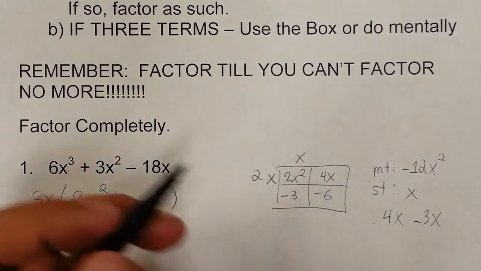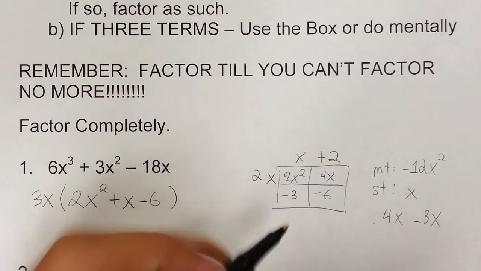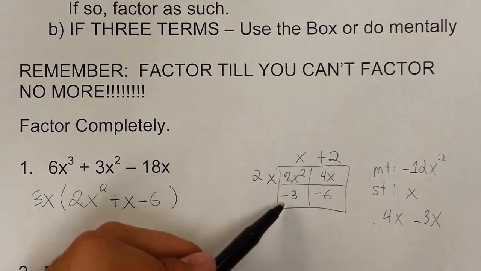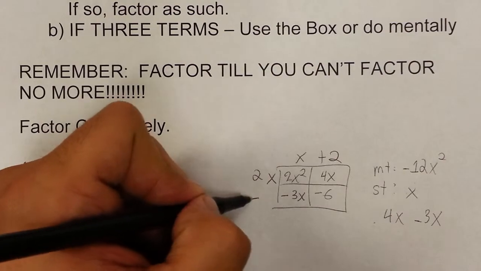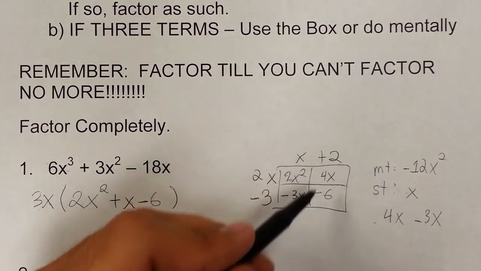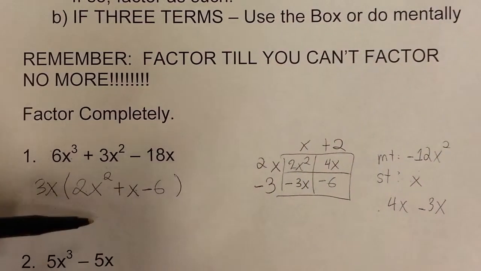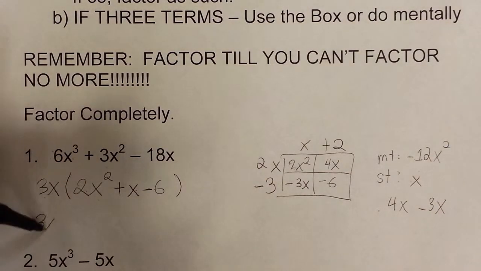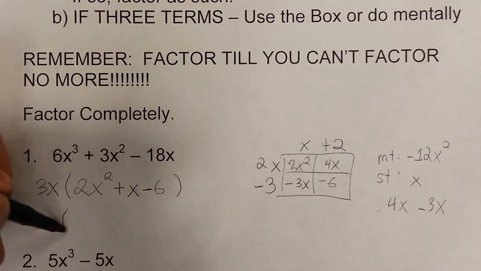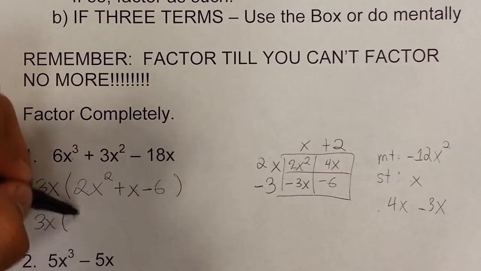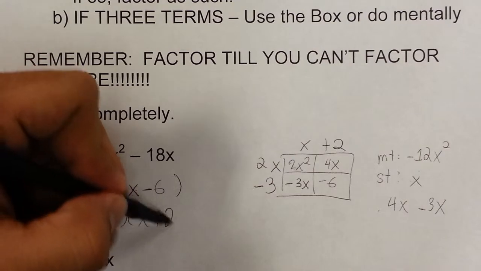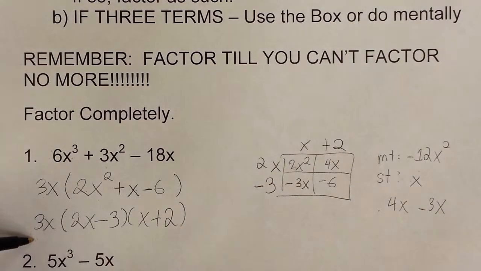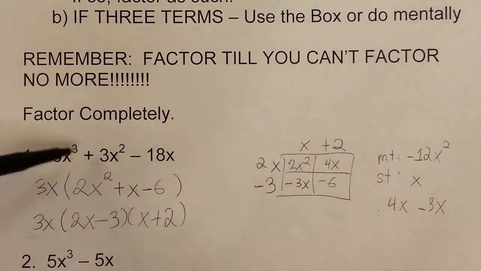What times 2x would give us 4x? In this case, it would be a positive 2. What times x would give us negative 3x? Well, in this case, a negative 3. And then negative 3 times positive 2 makes a negative 6. So now this can be rewritten as 3x times the factors of 2x squared plus x minus 6, which are 2x minus 3 and x plus 2. So this is the completely factored form of the original expression.